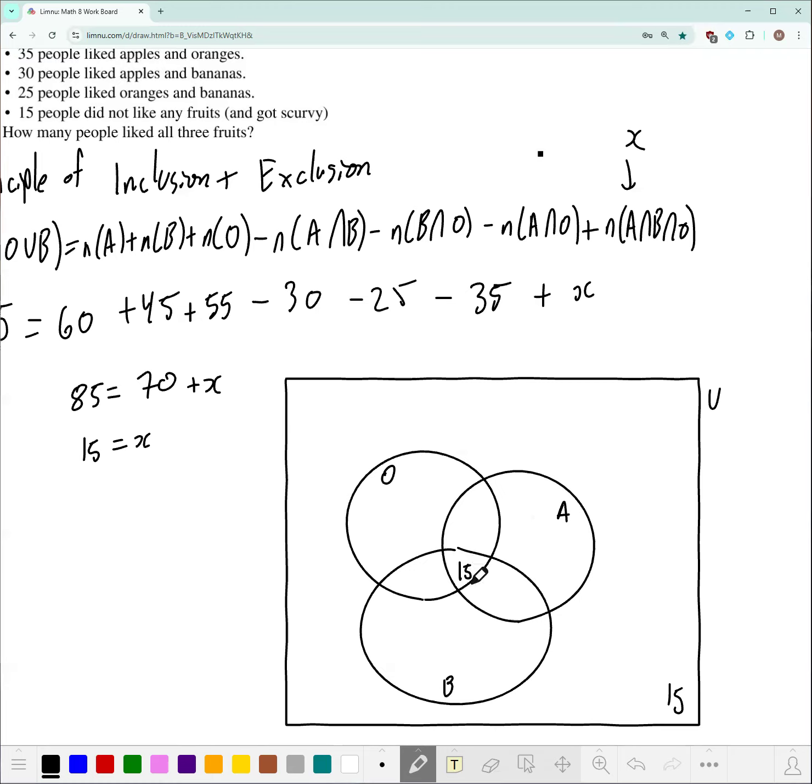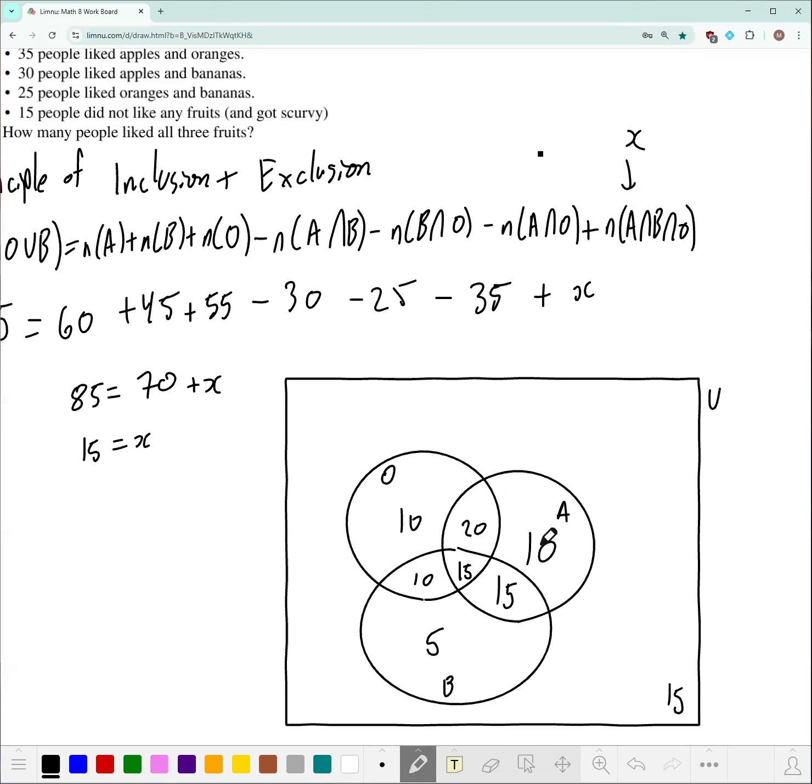Then we can go through our list. People who liked apples and oranges is 35. 15 are already included here, so we have 20 more here. 30 people liked apples and bananas, so there's 15 left over here. If 25 people liked oranges and bananas, that's 10 more here. People who only liked oranges, that is going to be 10 left over here. Only liked bananas is 5 left over here. And only liked apples is another 10 over here.